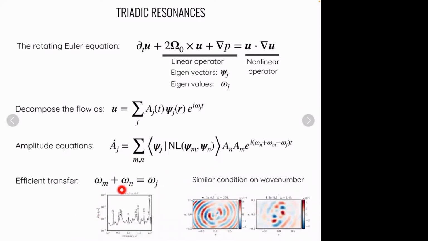So when the sum of the eigenfrequencies of the daughter waves, of the daughter modes, is equal to the frequency of the imposed mode. And hidden in this term, you also have the similar condition on the wave number that I explained just on the previous slide.